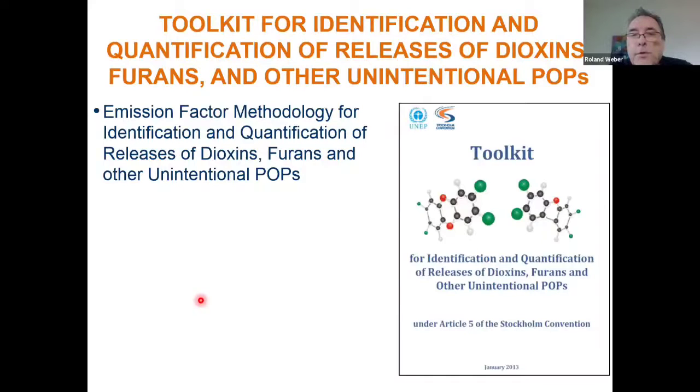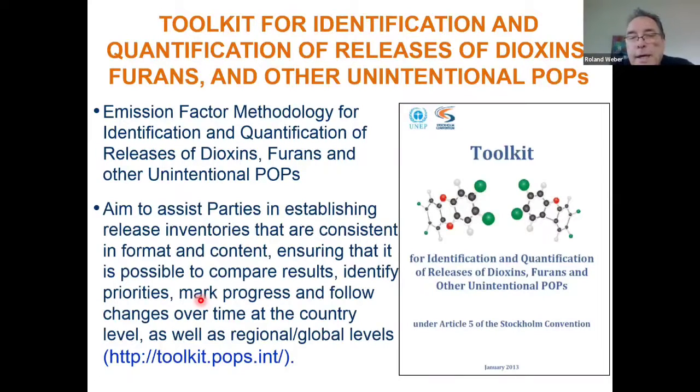So here, the UNEP toolkit is for the identification and quantification of releases of dioxins and furans and other unintentional POPs. This is an emission factor methodology. All major research of the last 40 years of dioxin research is compiled in this document for emission factors from different sources. So this means that in Palestine, you would not need to measure the dioxin emission from the different sources, but you would use this toolkit.